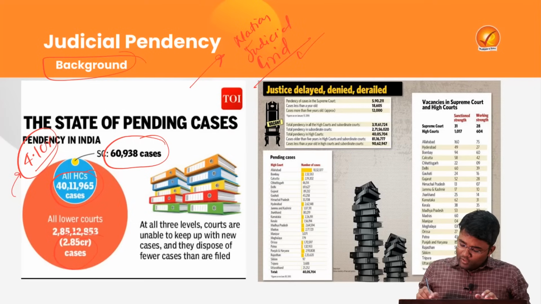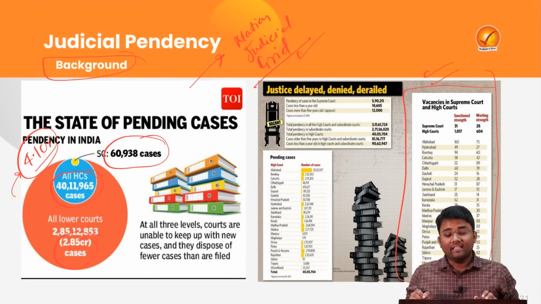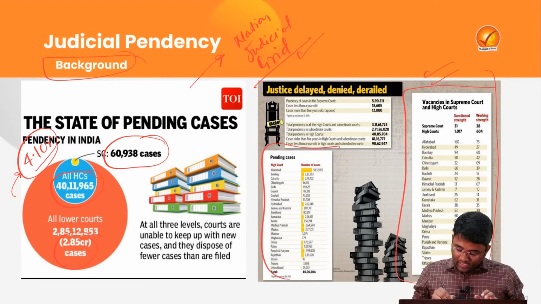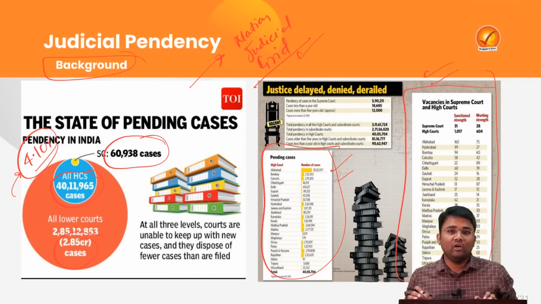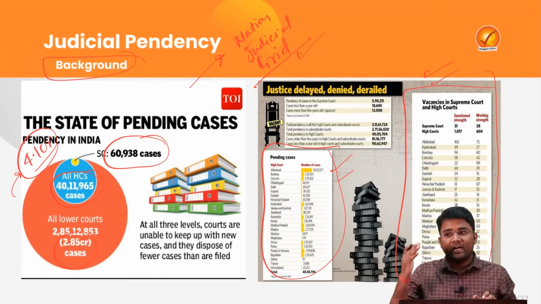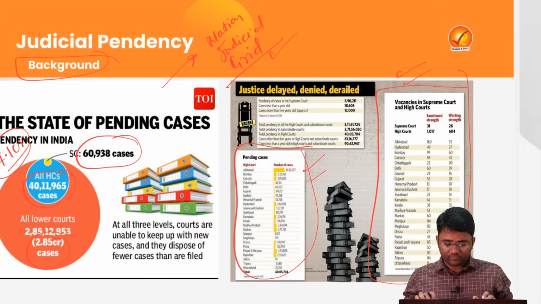If you see this diagram, you will see that the Allahabad High Court and Bombay High Court are some of the courts with very high pendency of cases, if we talk about the high courts in particular. Uttar Pradesh is one of the states where there is very high pendency of cases. Apart from the high courts, there is also a very high number of cases pending in the lower courts.